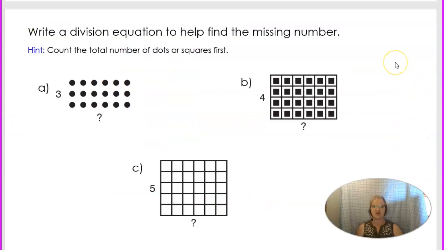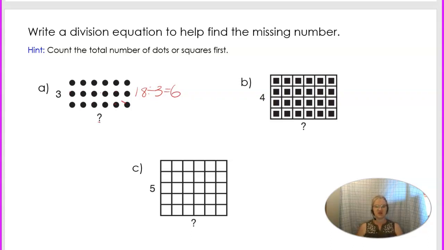Now, looking at this one, let's write a division equation here to help us find the missing number. So the missing number is shown by a question mark in each of these. So let's count the total number of dots or squares first. Here we have 18 dots. They're divided into 3 rows. So how many columns do we have? It'll be 6.